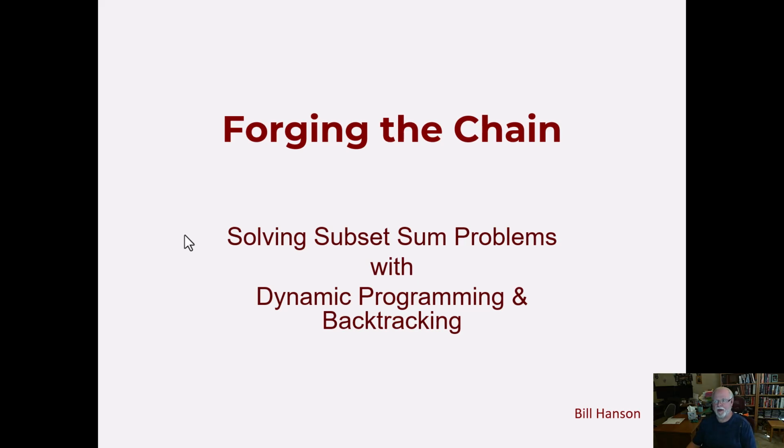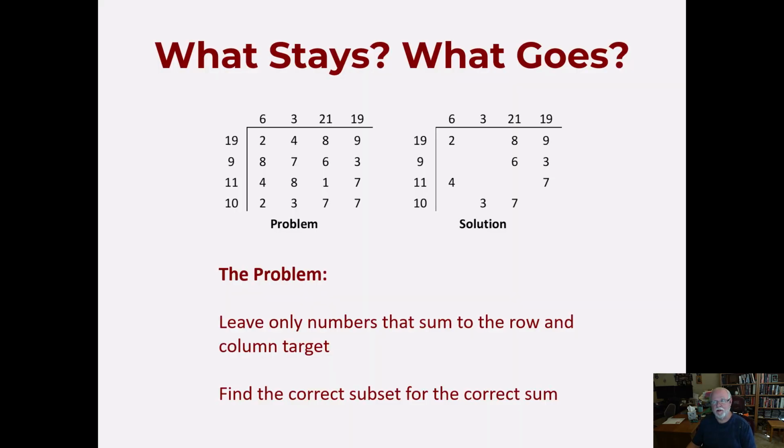Hi, I'm Bill Hanson, and I'm going to tell you about how I forged a chain of solutions to help solve subset sum problems using two AI approaches of dynamic programming and backtracking. It takes the form of a basic number puzzle, and so the question: what stays, what goes?